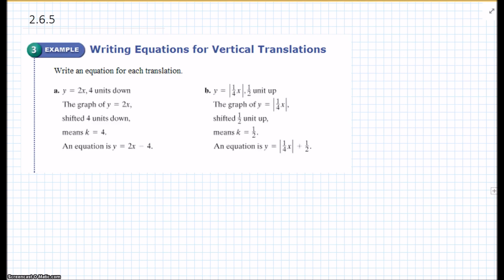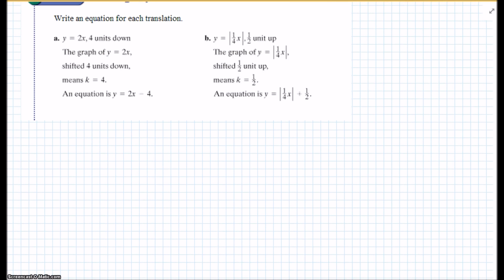Writing equations for vertical translation. Write an equation for each translation. So I've got a parent function of y equals 2x. I need to shift it. My translation is going to be down 4. So I would rewrite this equation as y equals 2x minus 4.